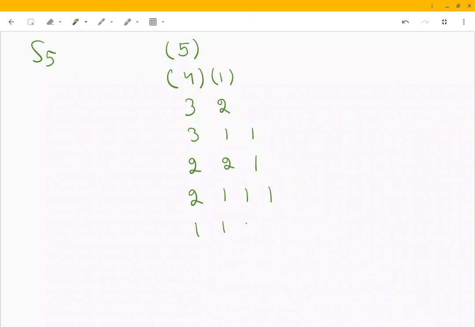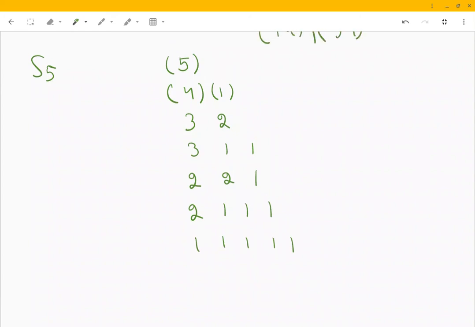Now, what kind of elements? 5 cycles, then 4 and 1. I'll not use these brackets because there would be a lot of brackets. Now 3, 2, then 3, 1, 1, then 2, 2, 1, then 2, 1, 1, 1, and then 1, 1, 1, 1, 1. Yeah, this is it. First, I'll write the order. Just a moment.